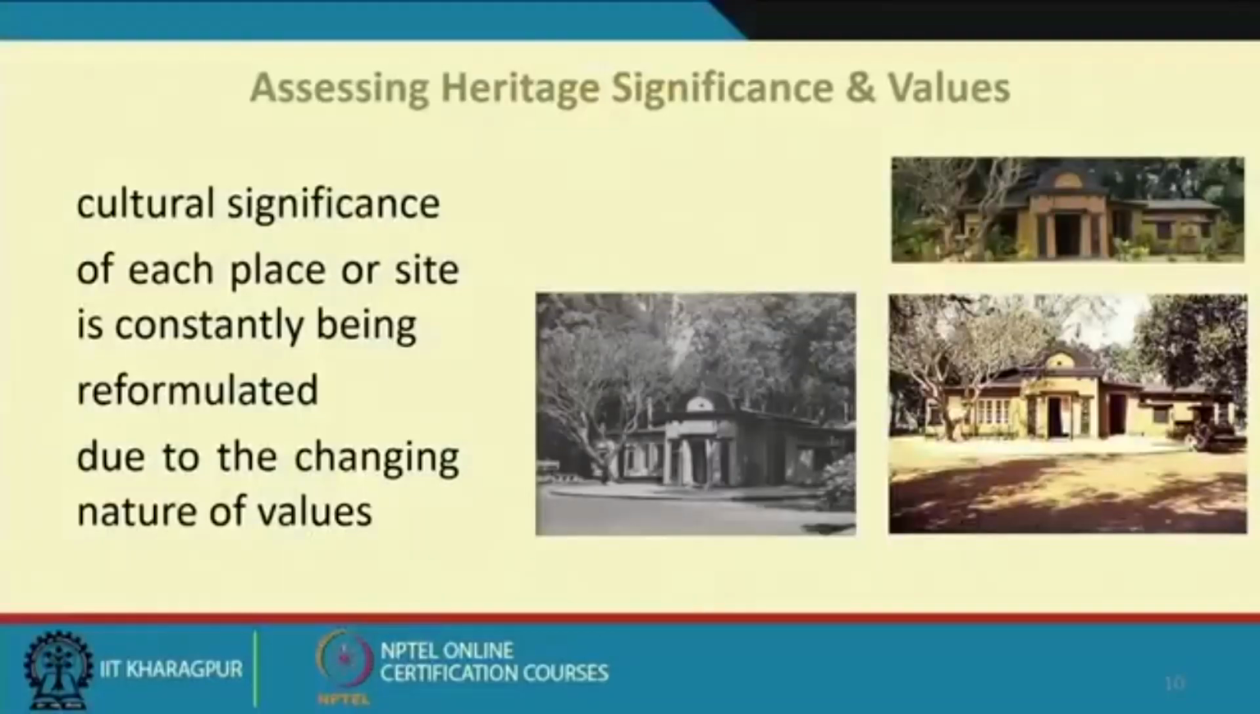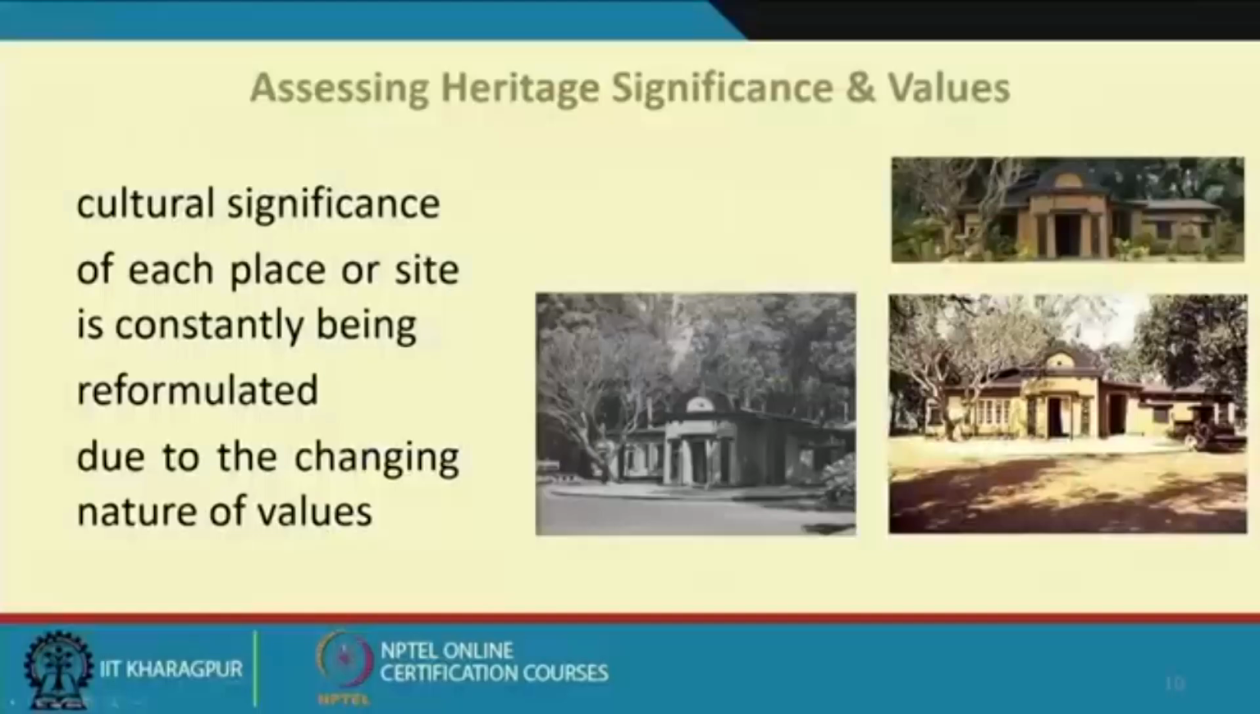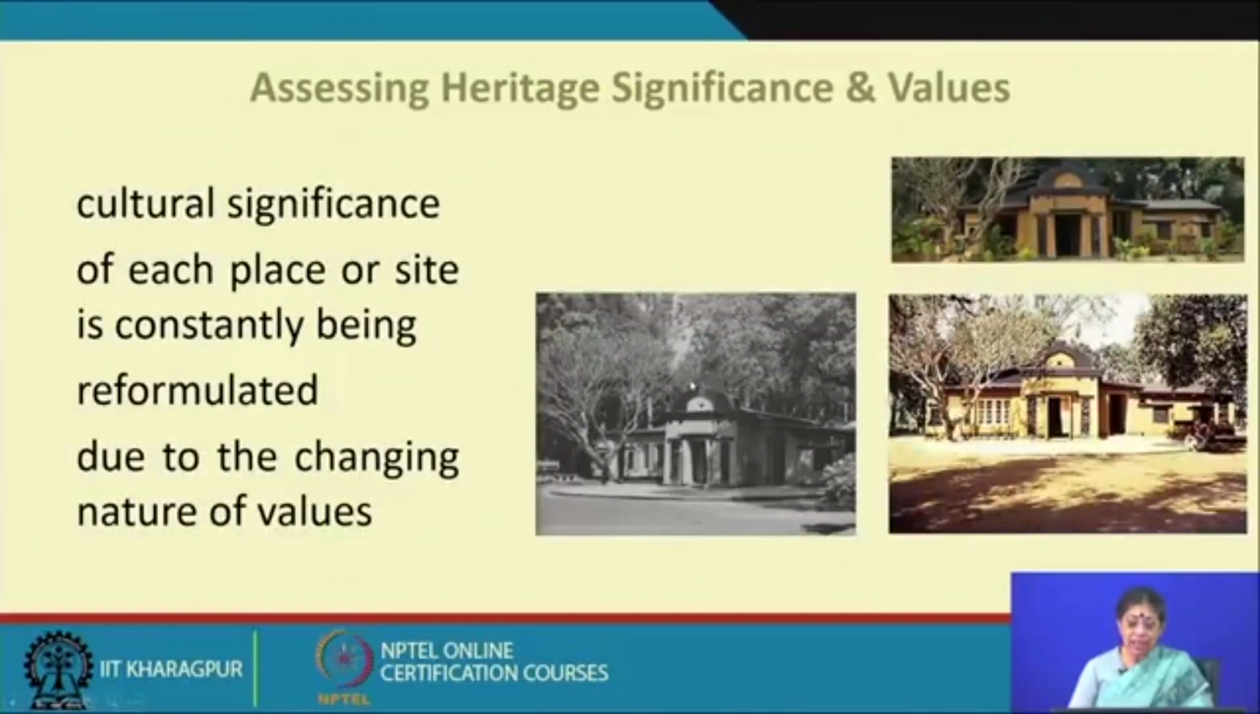And also we must understand another thing, the cultural significance of each place or site is constantly being reformulated due to the changing nature of the values. For example, Shamoli, when Gurudev built it, he had some other idea for building or experimenting this house. But over the years it has changed, and we can see from some of the old photographs that this window is there, which has changed, and now some windows have been rebuilt, some doors have been rebuilt, they have been replaced and other things. So, there have been some sort of minor changes.